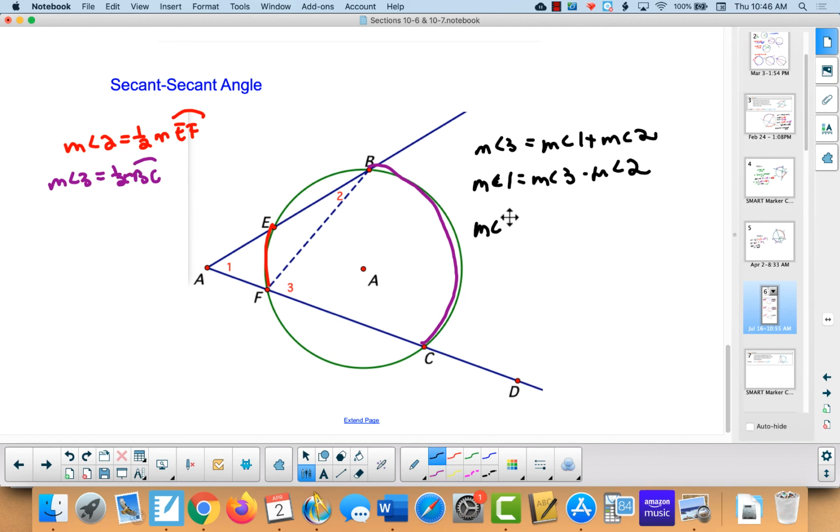Substituting those in, we get this, factoring out the 1/2. Once again, we get that the angle with the vertex outside the circle is equal to 1/2 the difference of its 2 intercepted arcs.